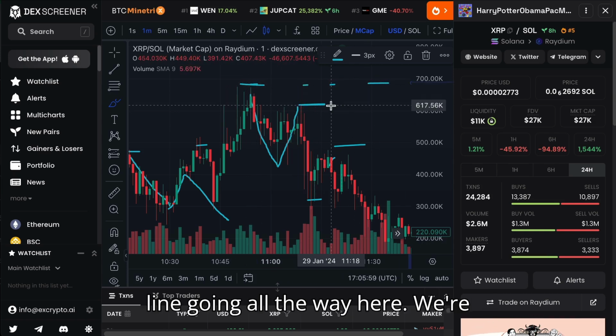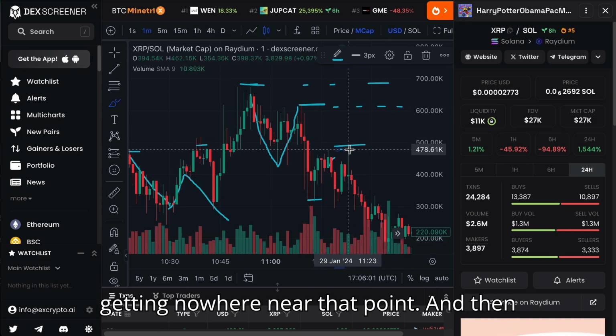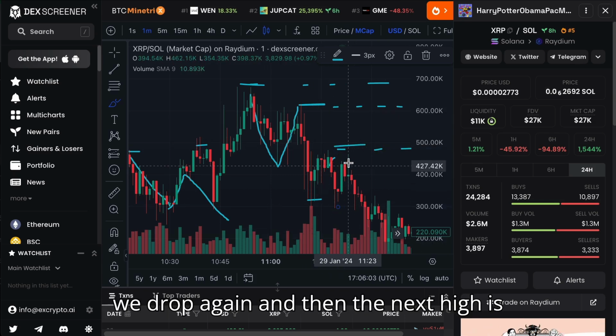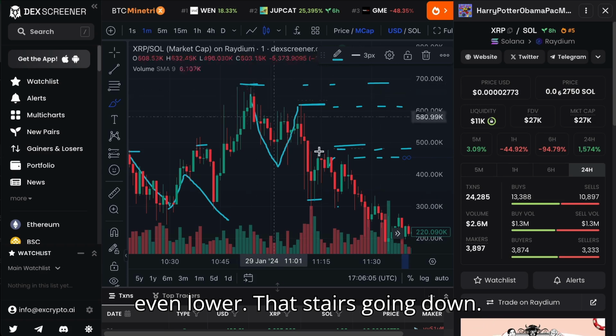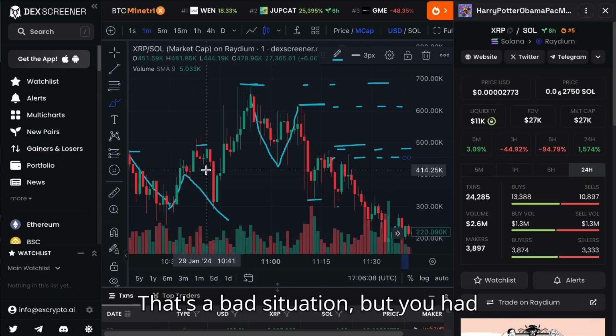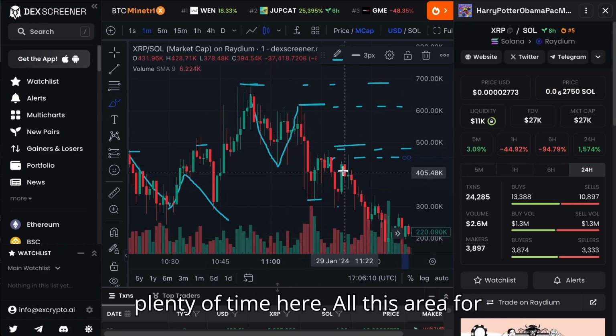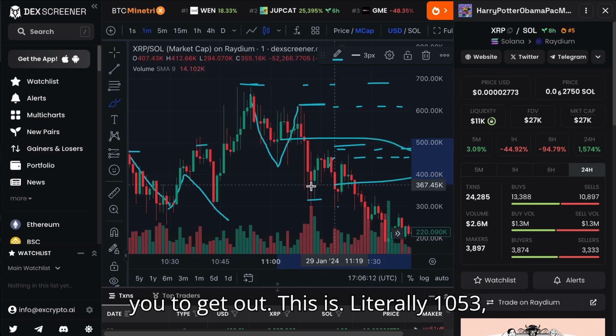So here, you could draw a line going all the way here. We're getting nowhere near that point. And then we drop again. And then the next high is even lower. That's stairs going down. That's a bad situation. But you had plenty of time here, all this area, for you to get out. This is literally 10:53.